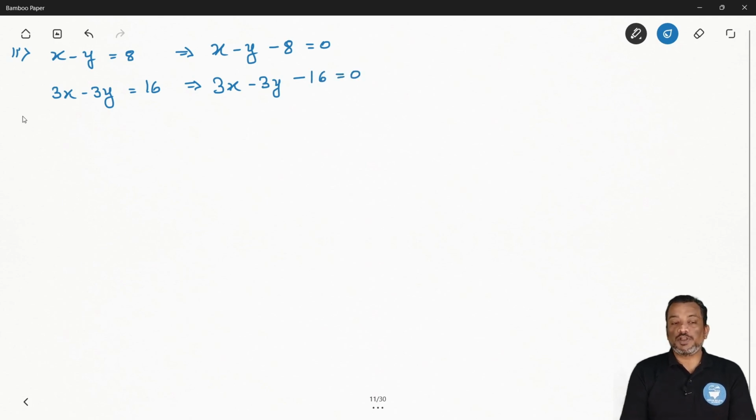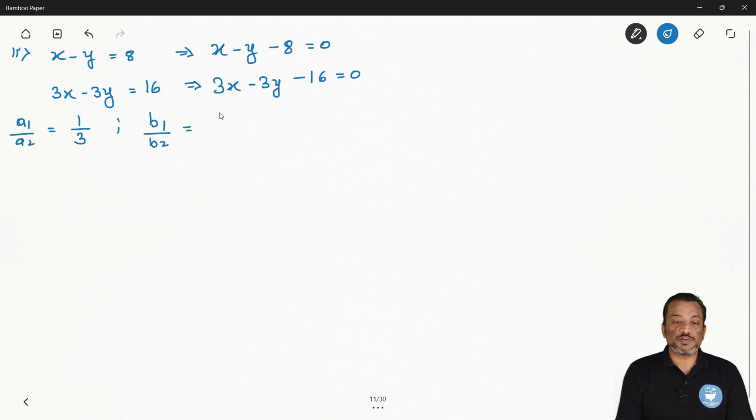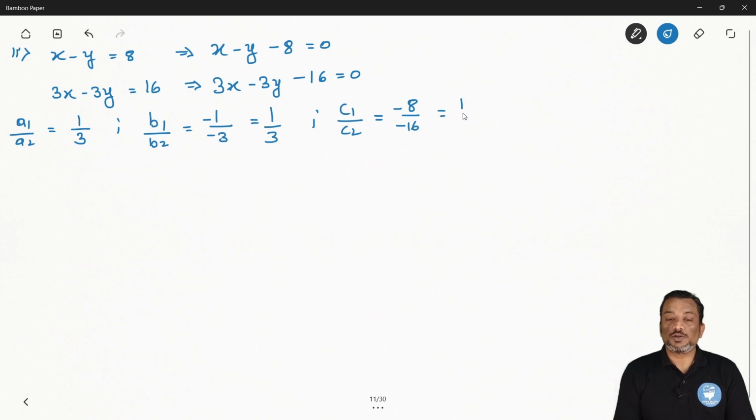Okay. Now quickly we will find a1 over a2. a1 over a2 is equal to how much will you get here? So we will say 1 over 3. And b1 over b2, how much will you get? We will say 1 over minus 1 over minus 3. So that is equal to 1 over 3. Now c1 over c2. So c1 over c2 again, minus 8 over minus 16. So you will get what? 1 over 2.